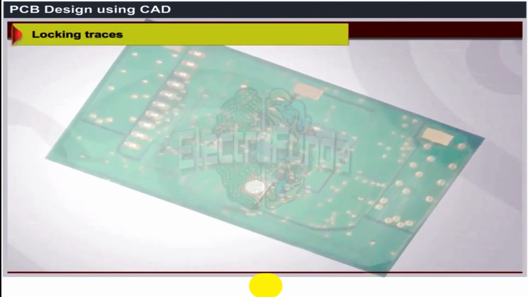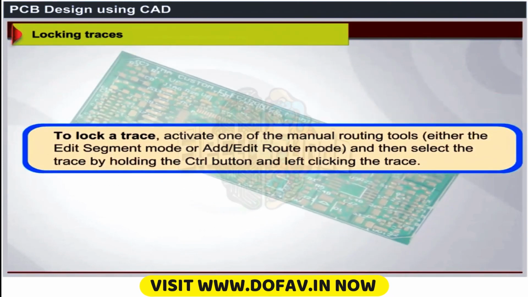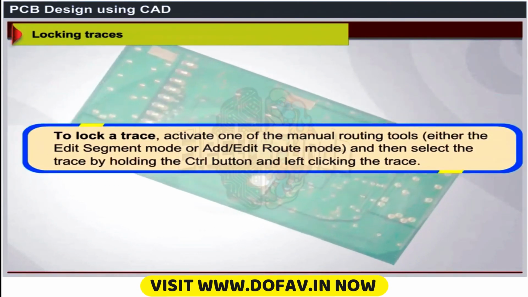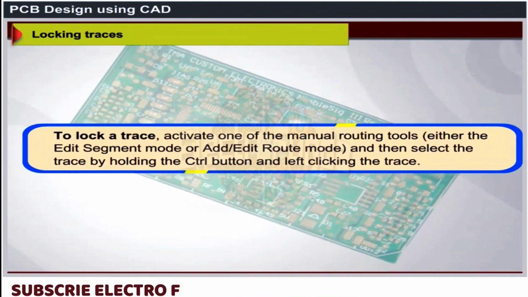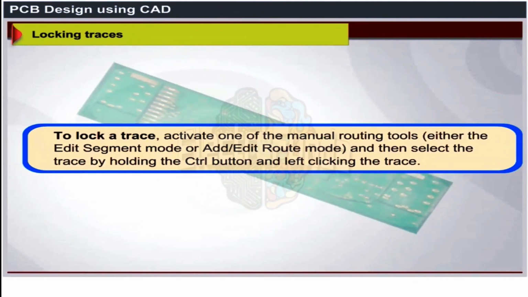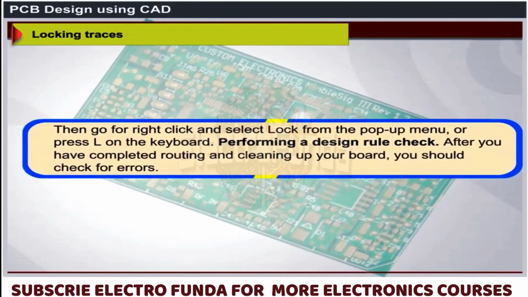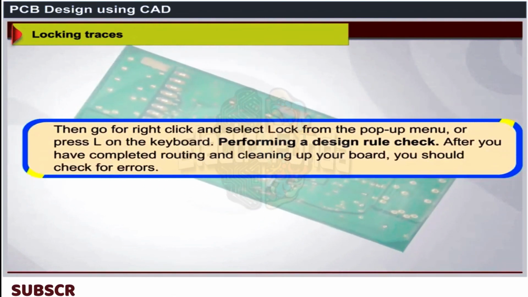Locking traces. To lock a trace, activate one of the manual routing tools, either the Edit Segment mode or Add or Edit Route mode, and then select the trace by holding the Control button and left clicking the trace. Then right click and select Lock from the pop-up menu or press L on the keyboard.